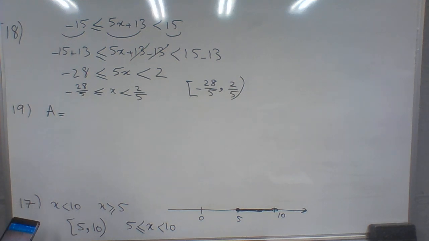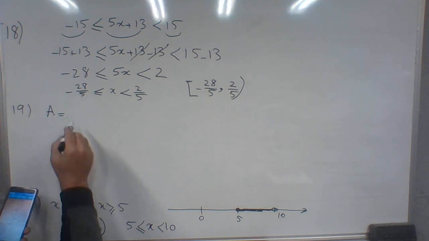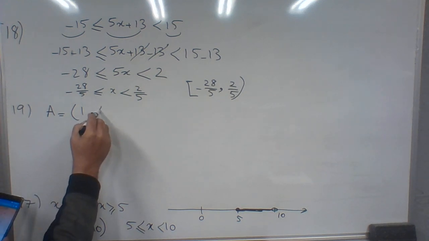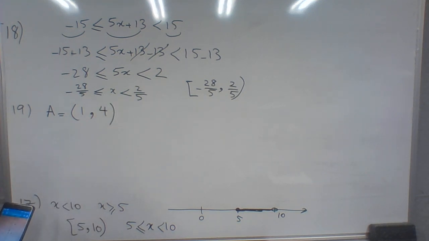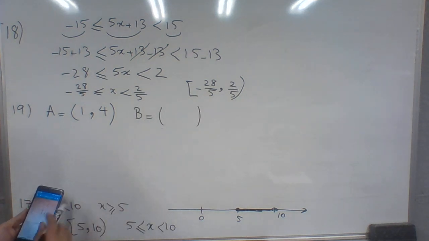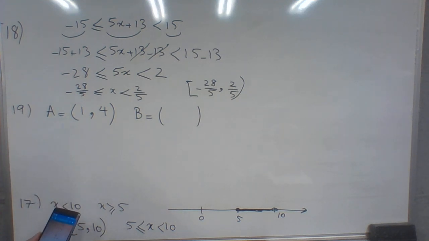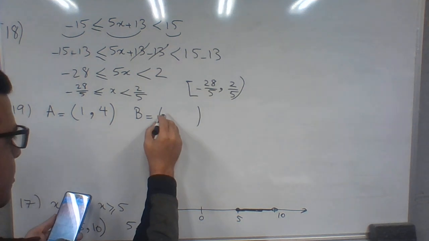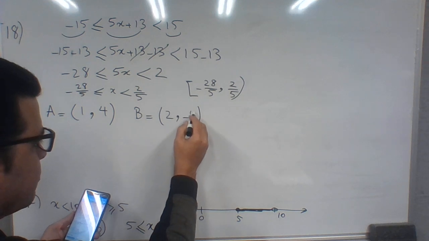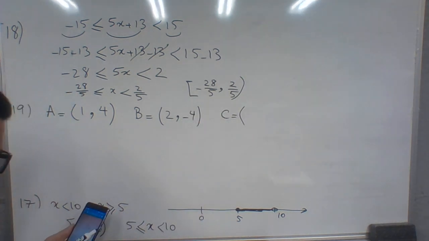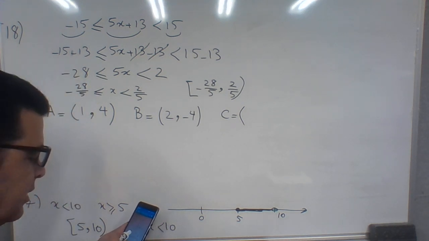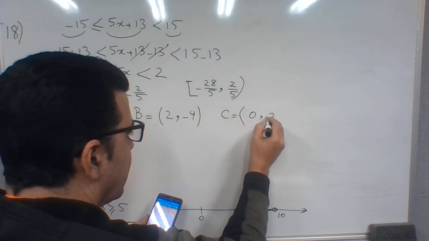It is 1 unit in x direction, so it is 1, and 1, 2, 3, 4, 4 units in y direction. And then B. B is 2 units in x direction and negative 4 units in y direction. And then C. C is just the origin, so it is 0 and 0, no x and no y.